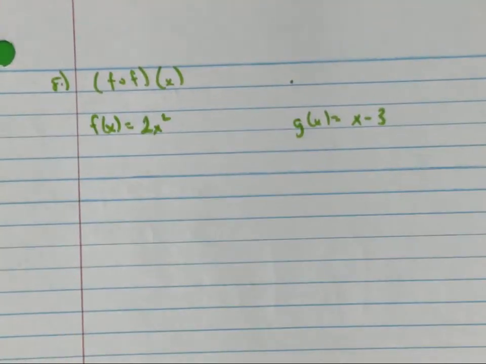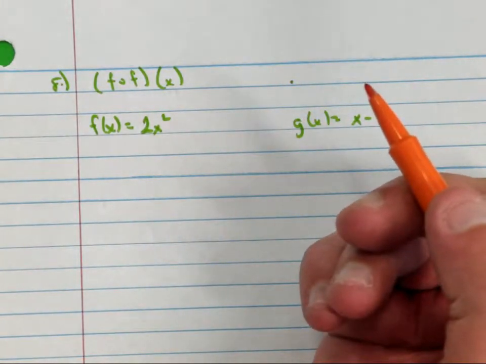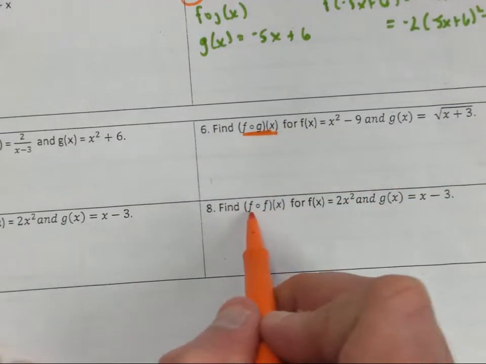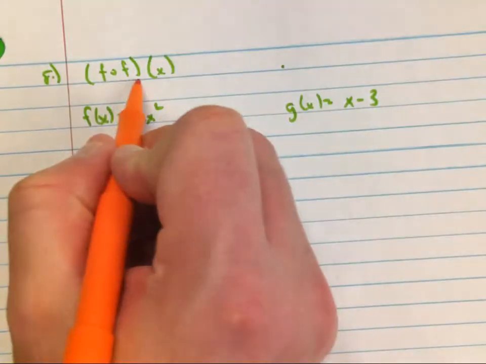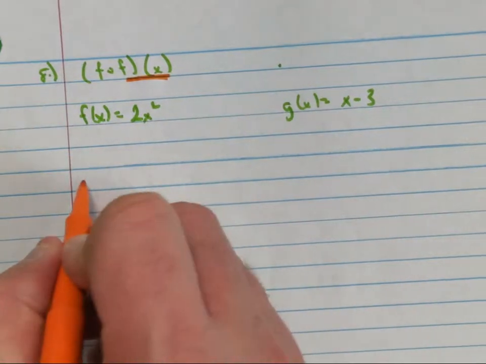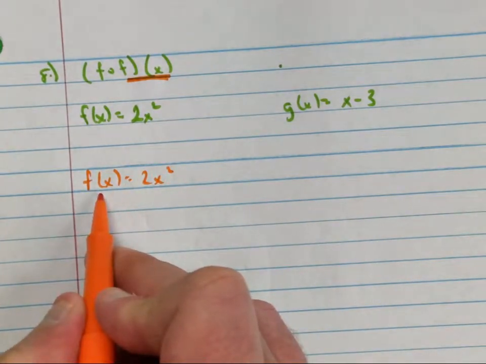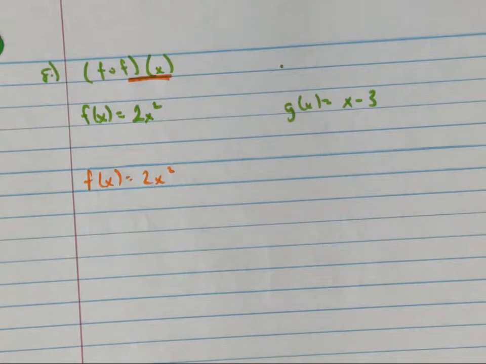All right, number 8. Let's look at number 8. We're not going to do 7, we'll do 8. Number 8 says find f of f of x. I'm at this one right here, the last box. All right, x is closest to which one? F. X is closest to f, so I'm going to put f of x equals 2x squared. I take x, I plug it in for x. Does it change it? No.